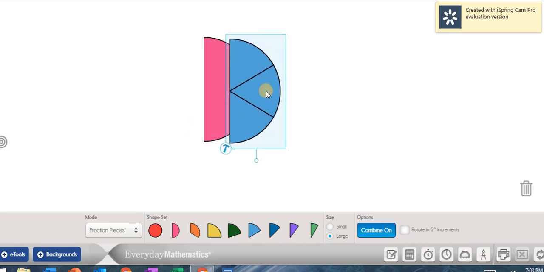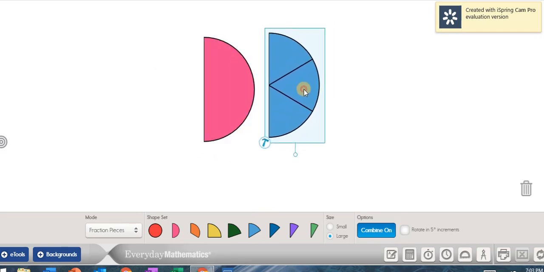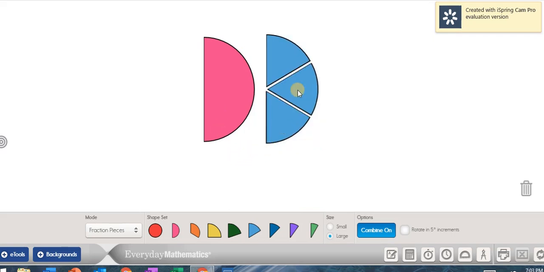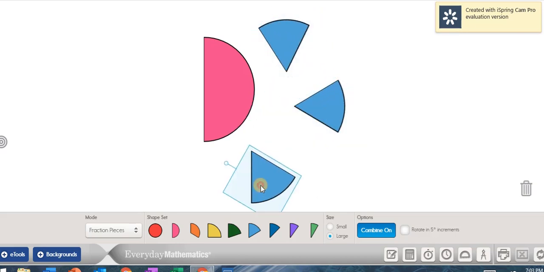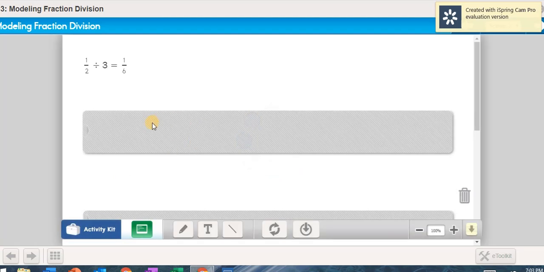Remember it has to cover it nice and perfectly with no overlaps or gaps. So we see that 3 of those light blue pieces can cover our 1/2 piece. That means if I took that 1/2 piece and cut it into 3 equal pieces, this would be a piece, that would be a piece, and that would be a piece. Your light blue represents your sixths, so each piece would be 1/6. So the answer is 1/6 for this problem. Our number model would look like this: 1/2 divided by 3 equals 1/6.